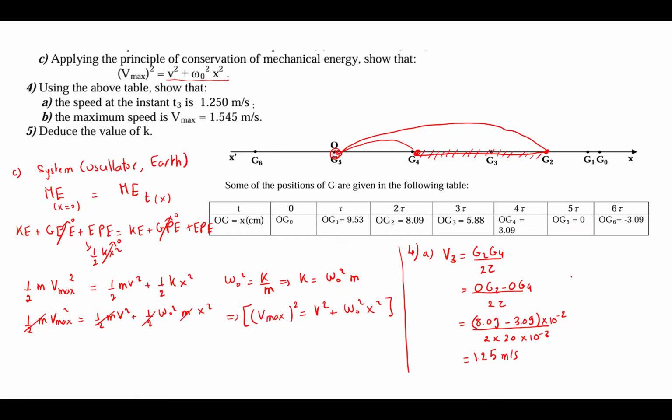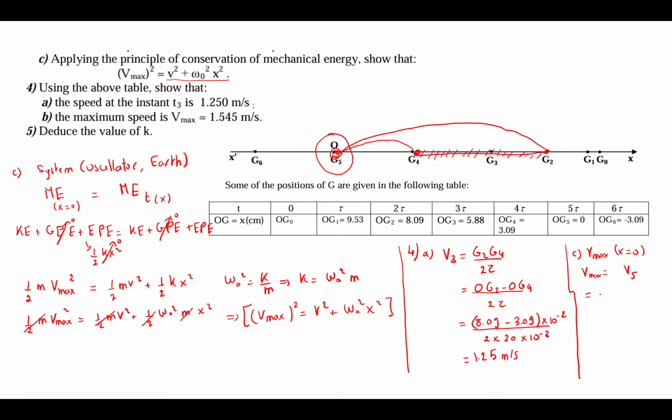Part B now, the maximum speed. Using the table also, find that the maximum speed is this much. In order to find the maximum speed, we knew that the maximum speed is for x equal to 0. So for x equal to 0, I need to find v at this position, which means it's the same as finding v5. So I need to find v maximum, but v maximum is for x equal to 0, which means it's here at the origin. So v max is the same as v5.